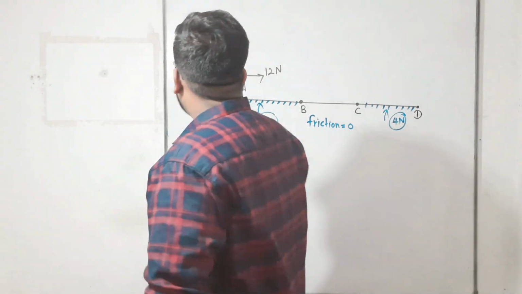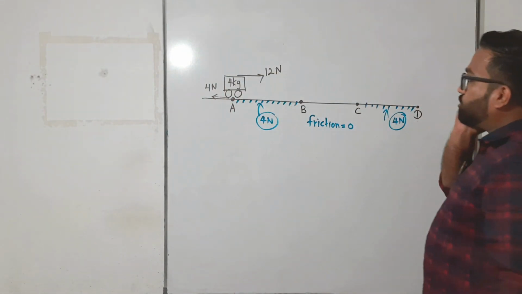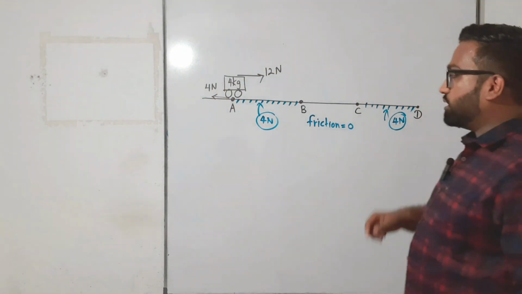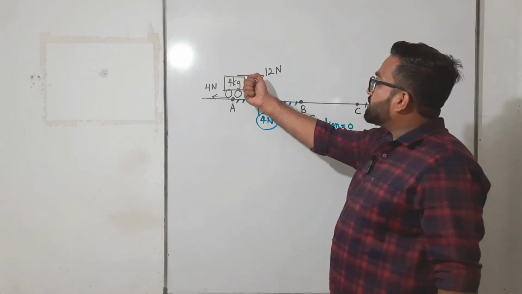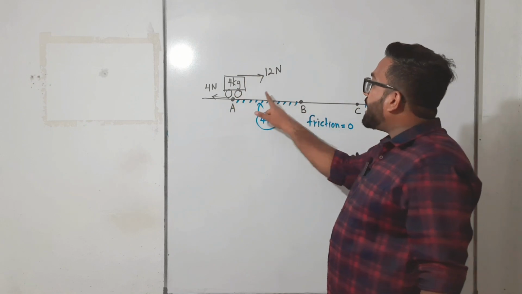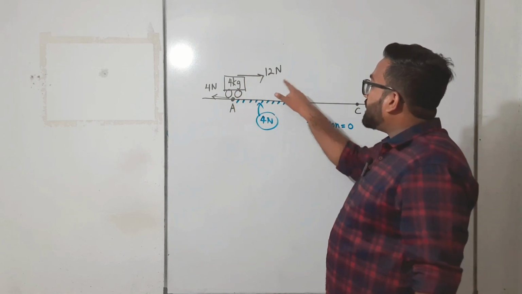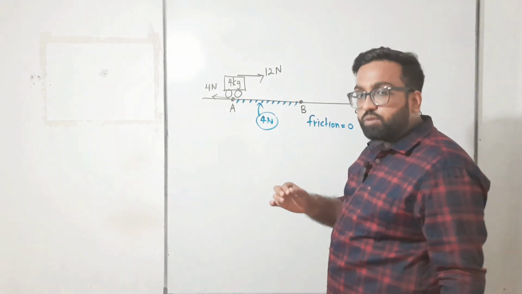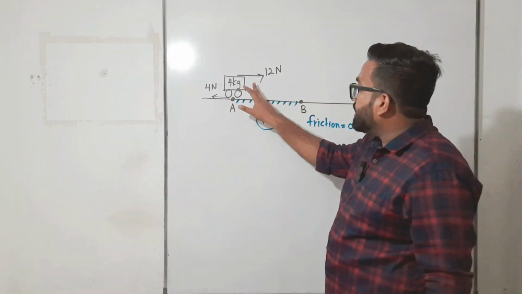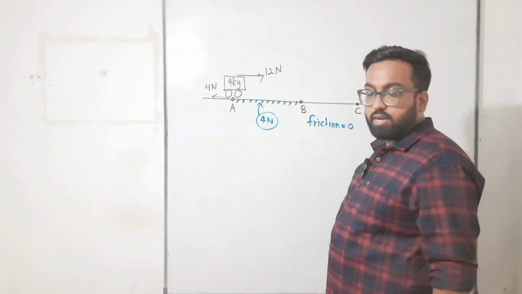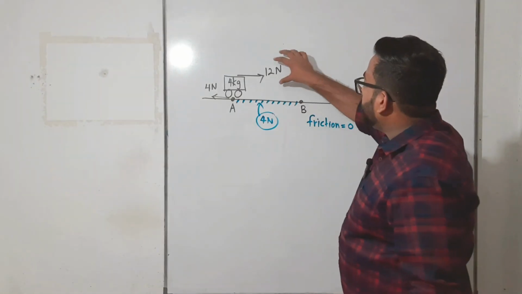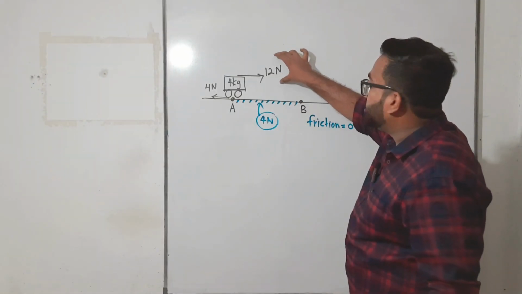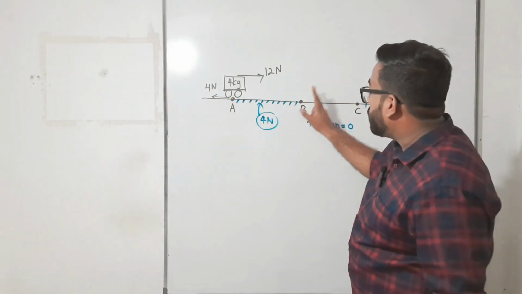Now children, a person is giving 12 Newton outer force to this 4 kilogram mass trolley. Then what happens? When that person is giving the force from A to B, the force acted is 12 Newton. Because of that 12 Newton, the trolley came from A to B, right? So from A to B, 4 Newton frictional force was also acted. Then this 12 Newton force was removed at B.